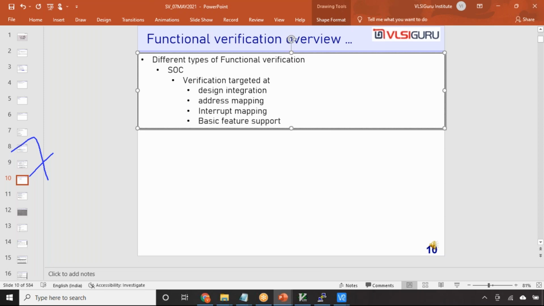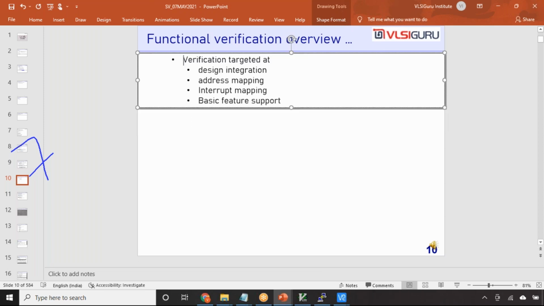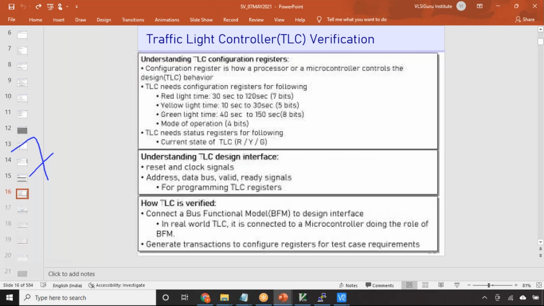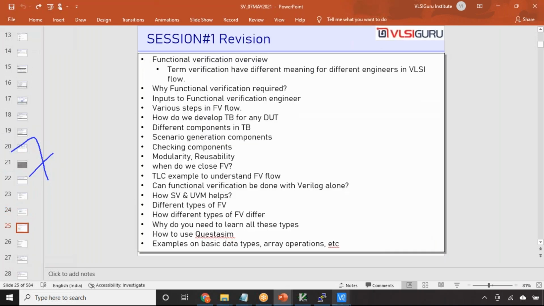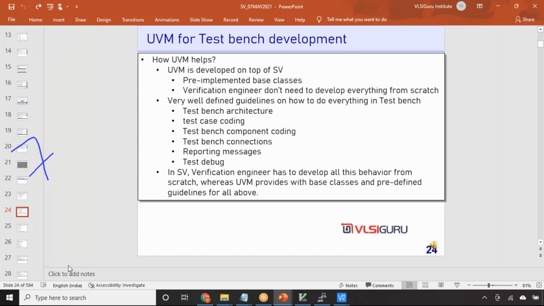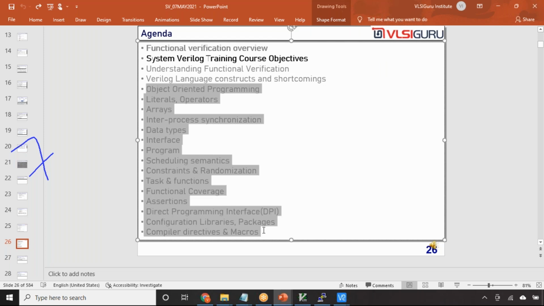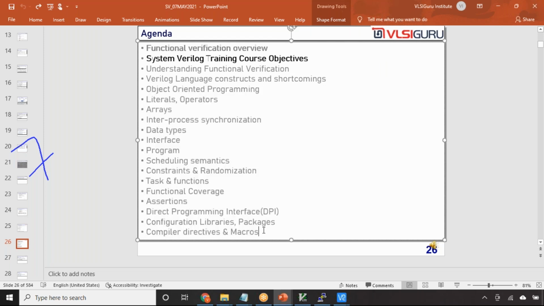Most presentations will be like this. My presentations won't be like this. My presentations are like notes. You can see every slide has a lot of content, and we start from the basics. We start with what SystemVerilog is, why we are learning SystemVerilog, why we are doing functional verification, and then what the problem with the Verilog language is. Then we start off with the advanced topics. So everything will be covered from the basics.